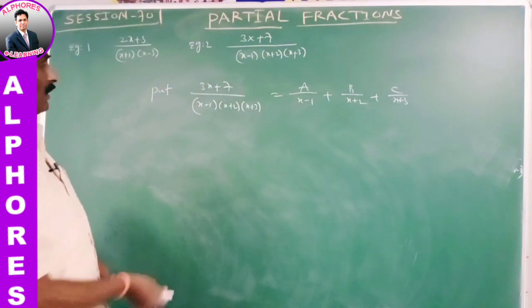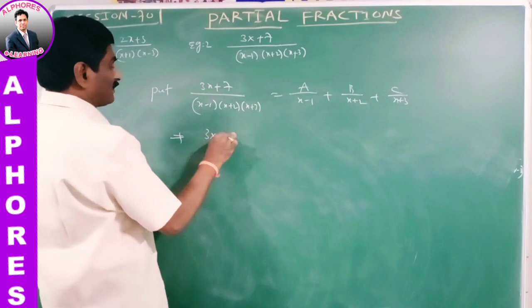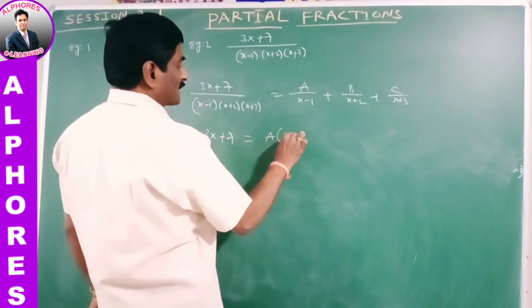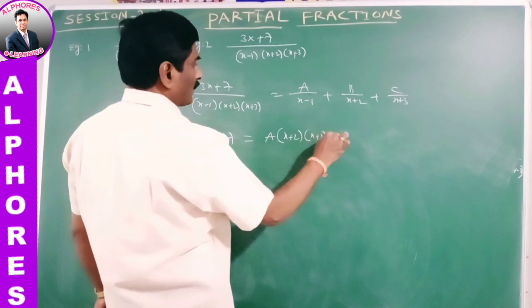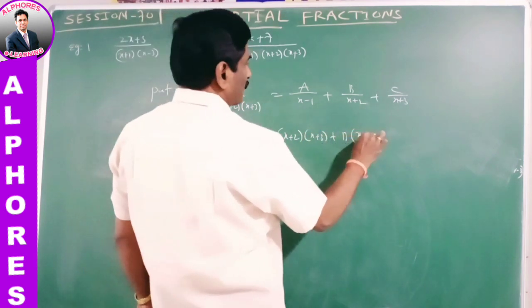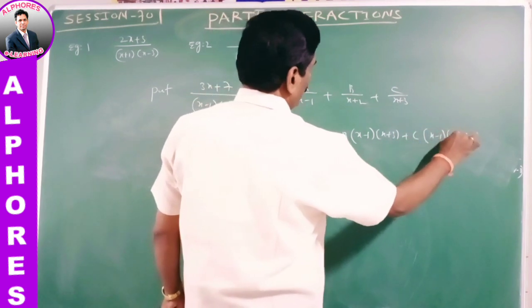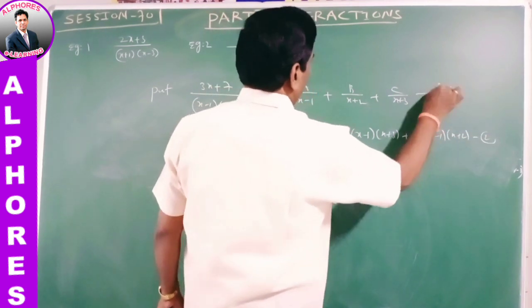First method: by equating the numerators we get 3x plus 7. After LCM we get 3x plus 7 is equal to A of x plus 2 into x plus 3, plus B of x minus 1 into x plus 3, plus C of x minus 1 into x plus 2. It is equation number 1.